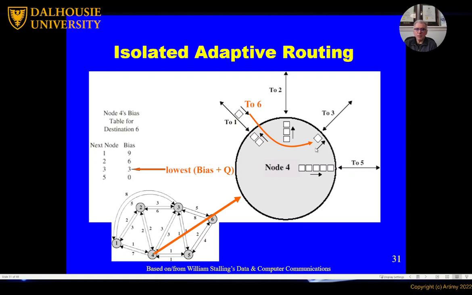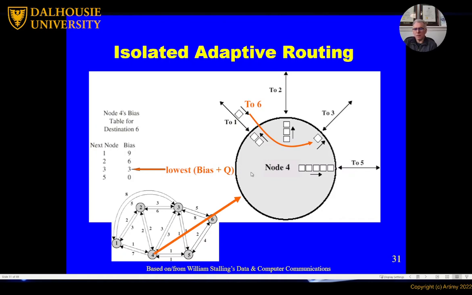So now the number of packets in the queue is not used alone to determine where to send the packets, but I add the bias to it. Obviously the bias to node 5 is the lowest, so I'll give preference to sending to node 5. But in this particular case, for the packet coming to be sent, here 5 plus 0 is 5, and here 1 plus 3 is 4. So this one, even with the bias, still has a lower number. So node 4 will still send the packet to node 3.